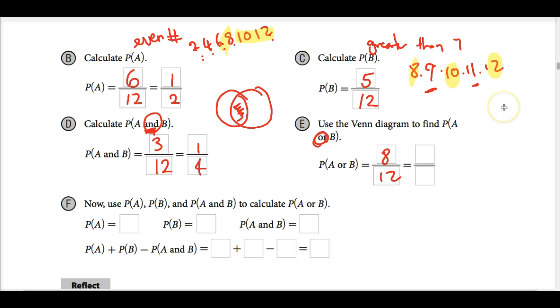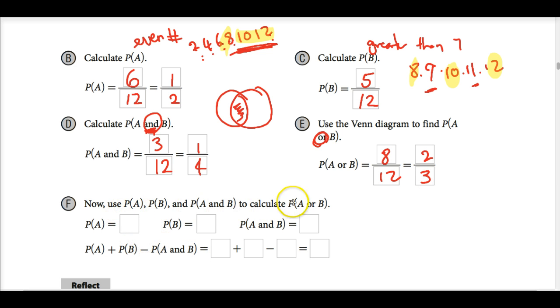Okay, so guys, calm down. Why do you think I didn't count 8, 10, and 12? Yes, because I already counted that here. So I don't have to count it again over there, because then you're double counting, okay? So let's simplify. 8 and 12 can both be divided by 4, so it's 2 over 3.